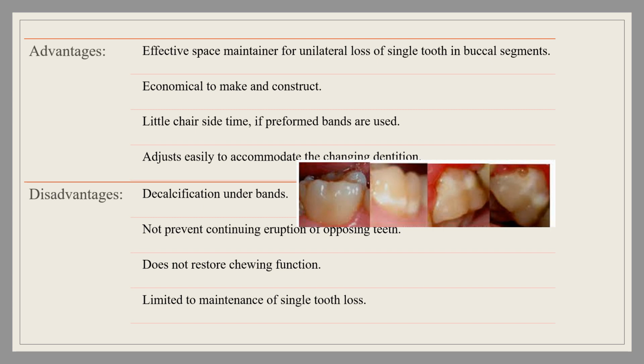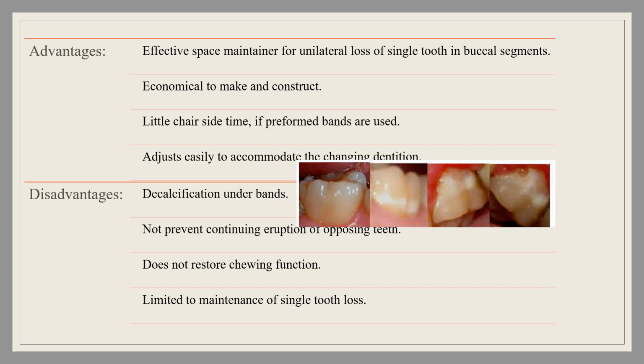The advantages of band and loop space maintainer: it is a very effective space maintainer for unilateral loss of a single tooth in buccal segments. It's economical to make and construct. There's very little chair side time required. If you use preformed bands, that is reduced even more, and it can adjust easily to accommodate the changing dentition. But there are a few disadvantages also with this appliance.